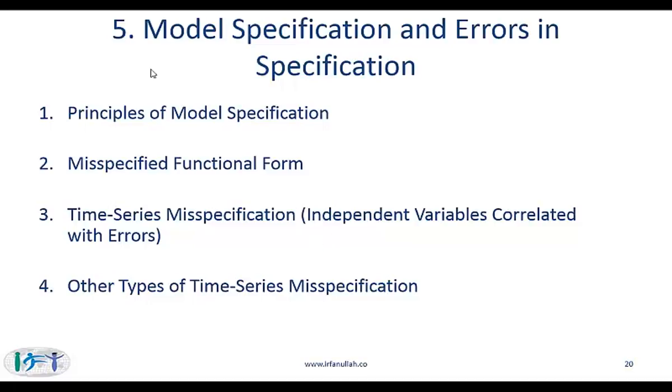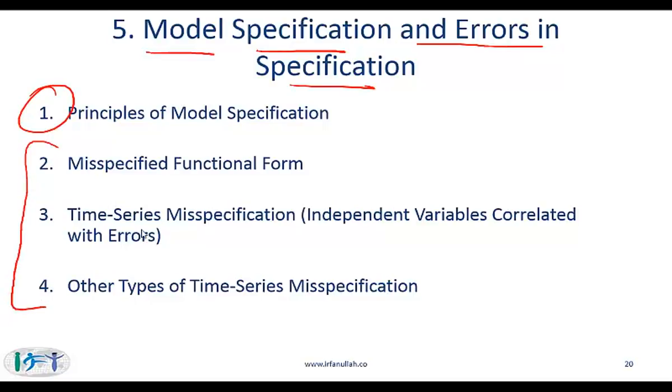Okay, now we come to model specifications and errors in specification. What is the point over here? One of the most important things to do when you are running a regression is to specify the model. So you need to know how to specify a model, what are the principles. So that's covered in section 5.1. And then these other sections are brief sections which deal with the typical issues that you might face when specifying. So what are the different types of misspecified functional forms, time series misspecifications, and so on.